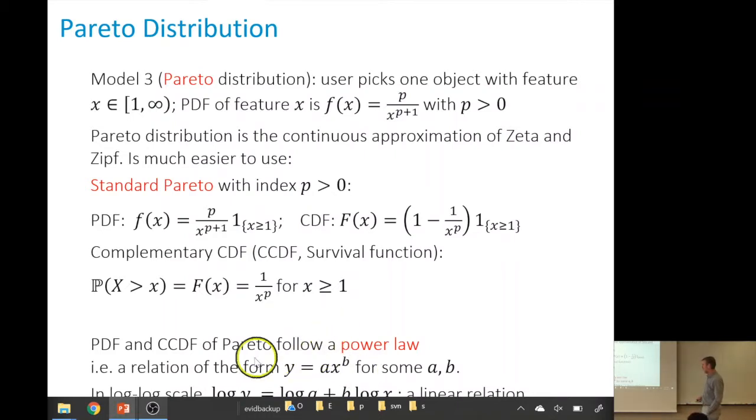A power law is easy to visualize in log scale. If we take the log of the x and y, it means we have a linear relationship. So a power law means linear in log-log scale. Right?